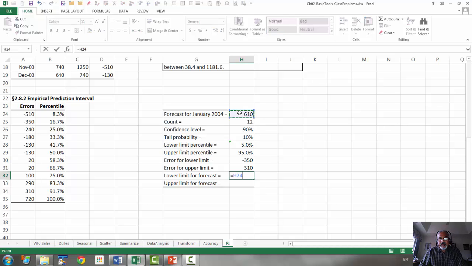So now you take the point forecast, and subtract, which is actually the error itself is negative. So you need to go plus. If you go minus, then you have to make sure that this error is converted into a positive number. There you go, plus. And then 610 plus that.